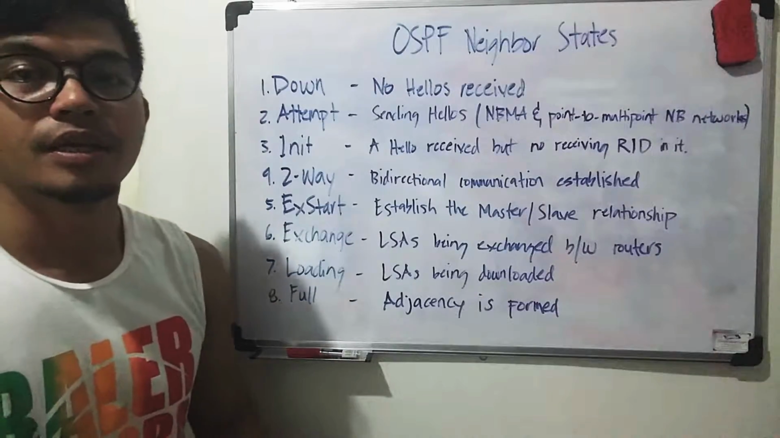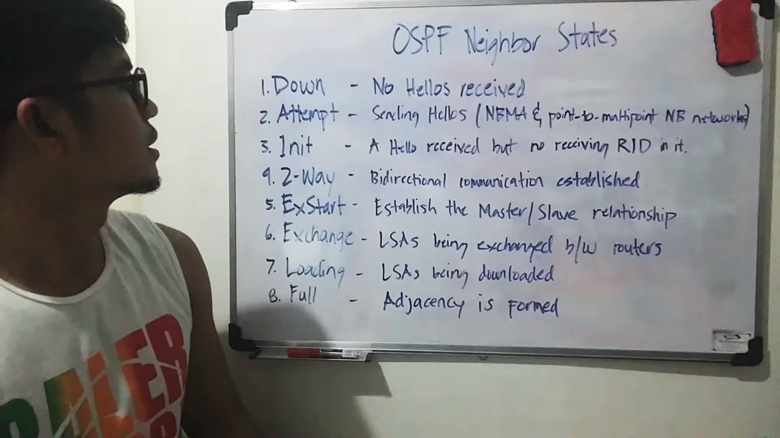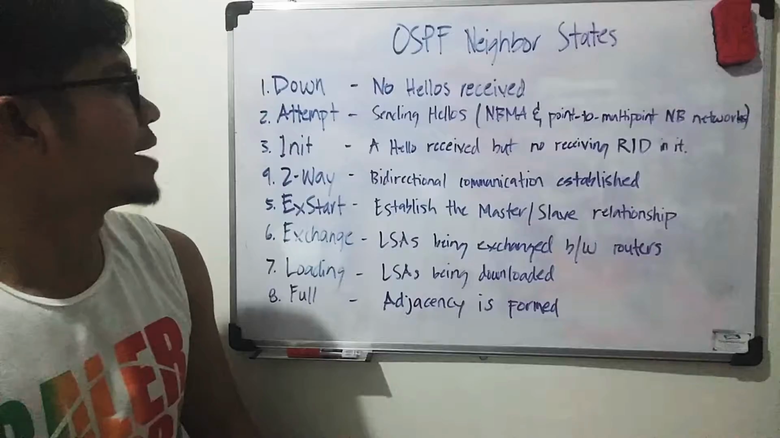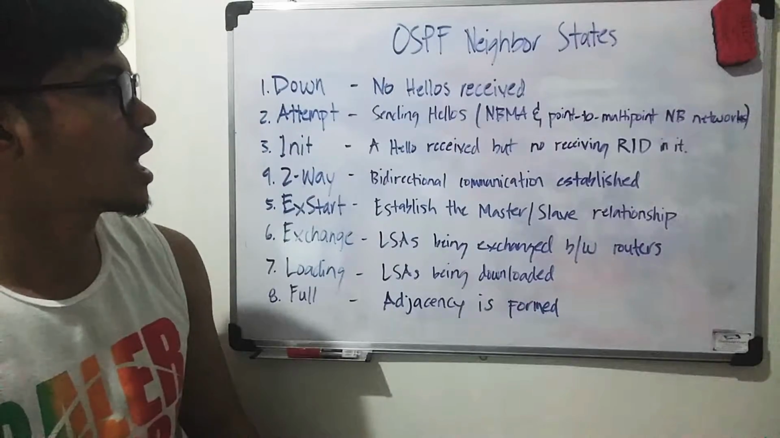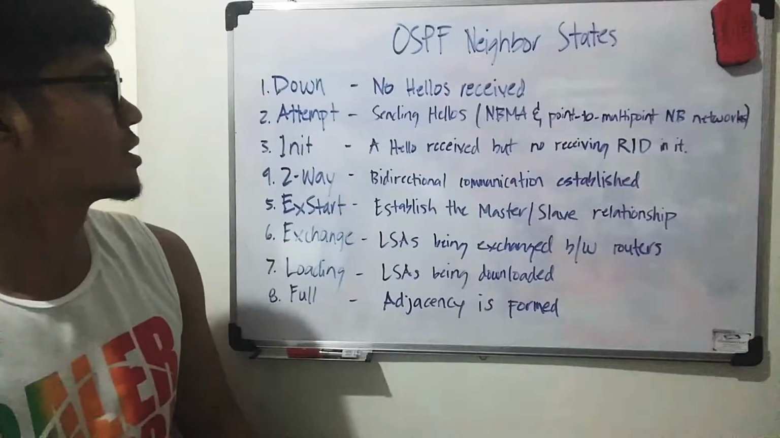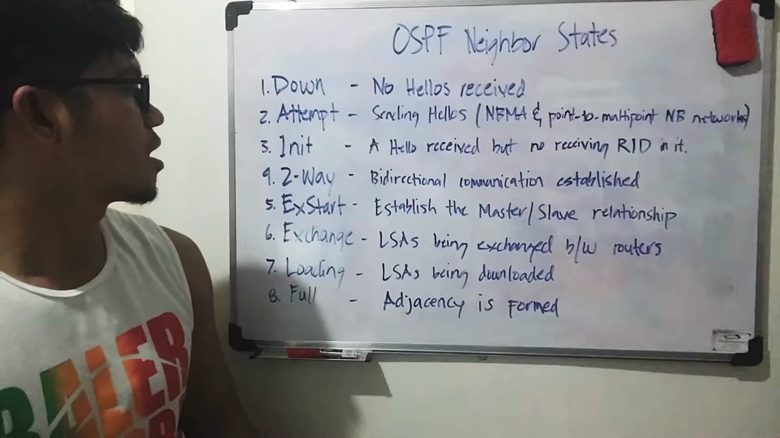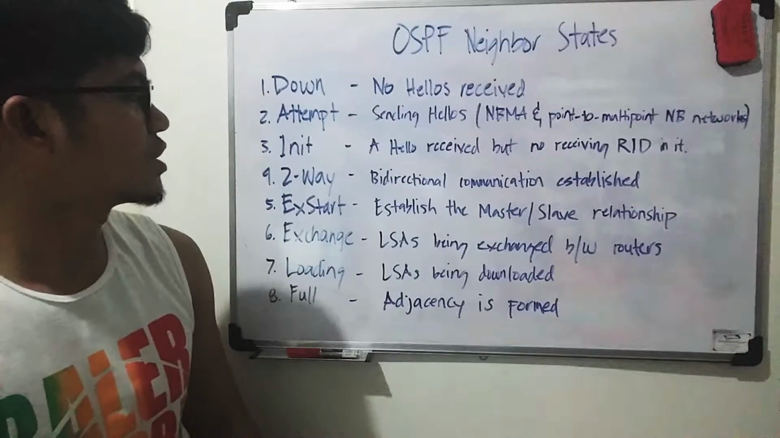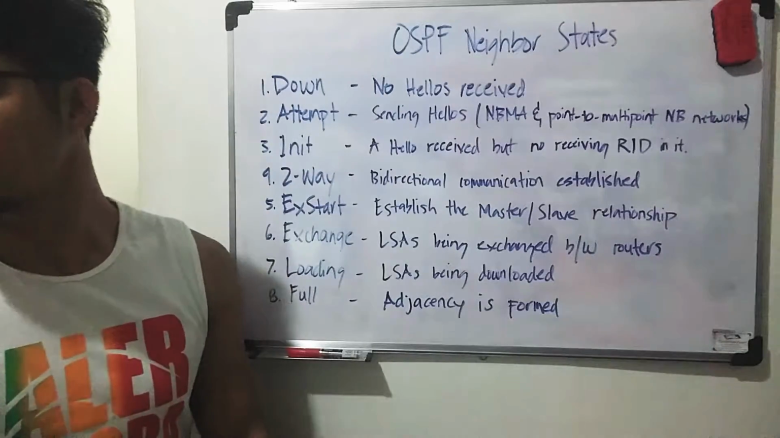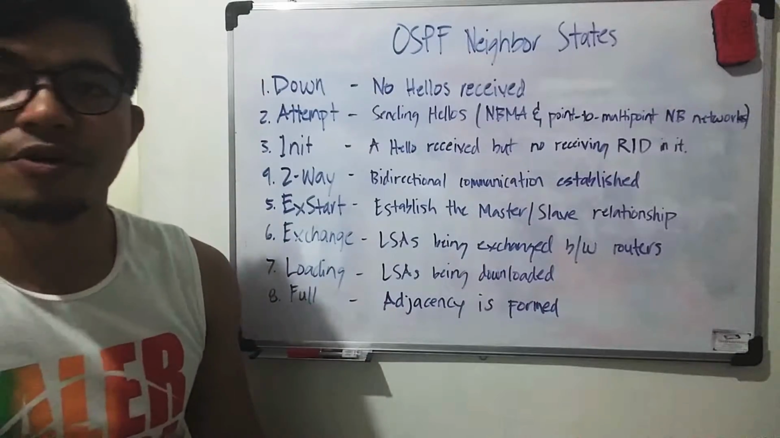And number 4 is two-way. Bidirectional communication has been established between the neighbors. This is a valid state for both neighbors.